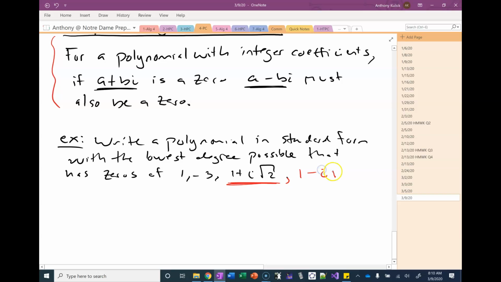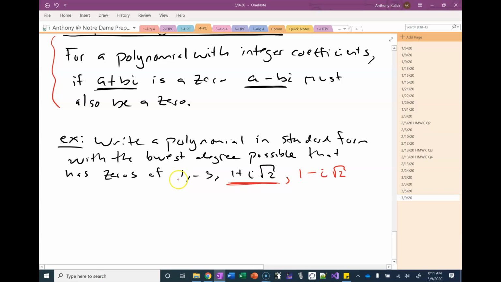One minus I square root 2. Is everybody okay with that idea? Oh. Because it's complex. Okay. So now I'm going to do just like we did on the worksheet, and I'm going to use these zeros to create a factored polynomial.